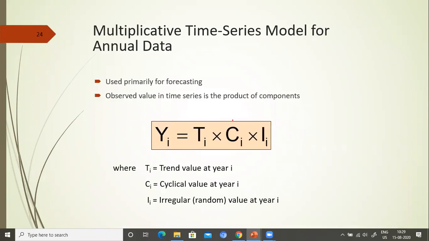When we think of a time series as a combination of components, it can be either multiplicative or additive. In the multiplicative setting, we assume that the components themselves can be multiplied with each other. So you calculate the trend component, the cyclical component, and the irregular component, and they can all be brought together.